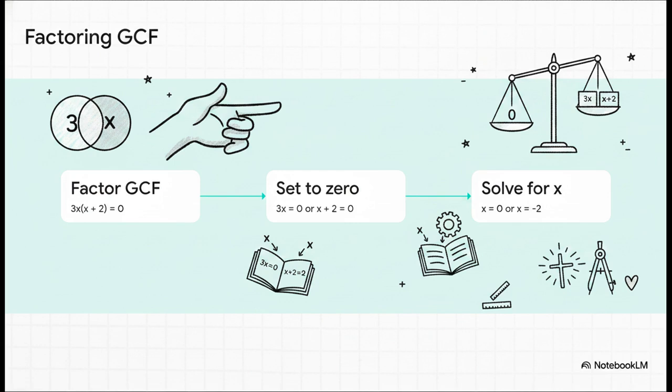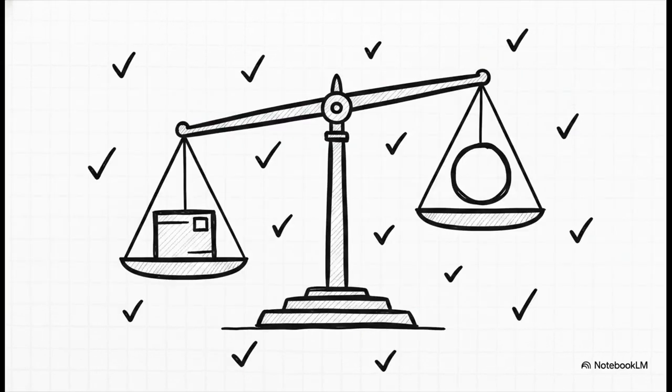Now, step 2, we apply that zero product property we talked about. We set each part equal to 0. So 3x equals 0, or x plus 2 equals 0. Finally, step 3, we just solve for x in those two super simple equations. And just like that, step by step, decency and order give us our result. We arrive cleanly at our two solutions, x equals 0 or x equals -2.